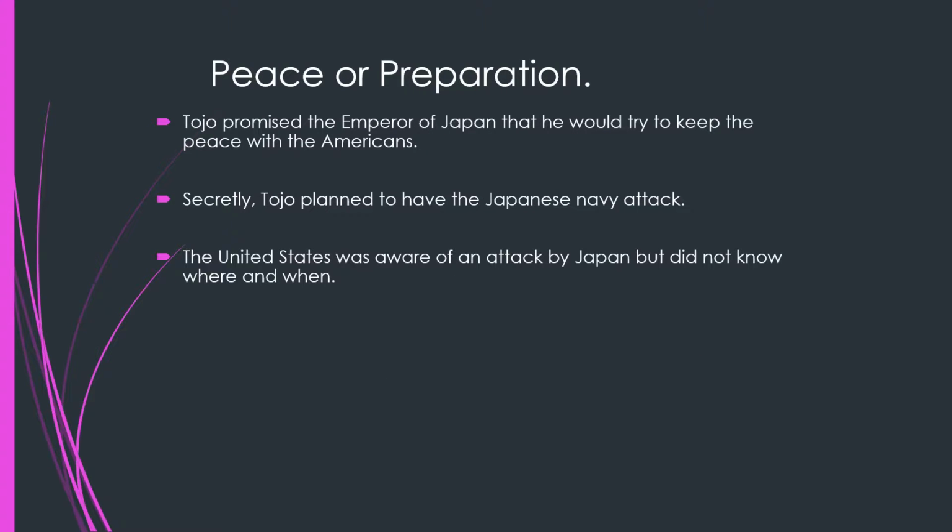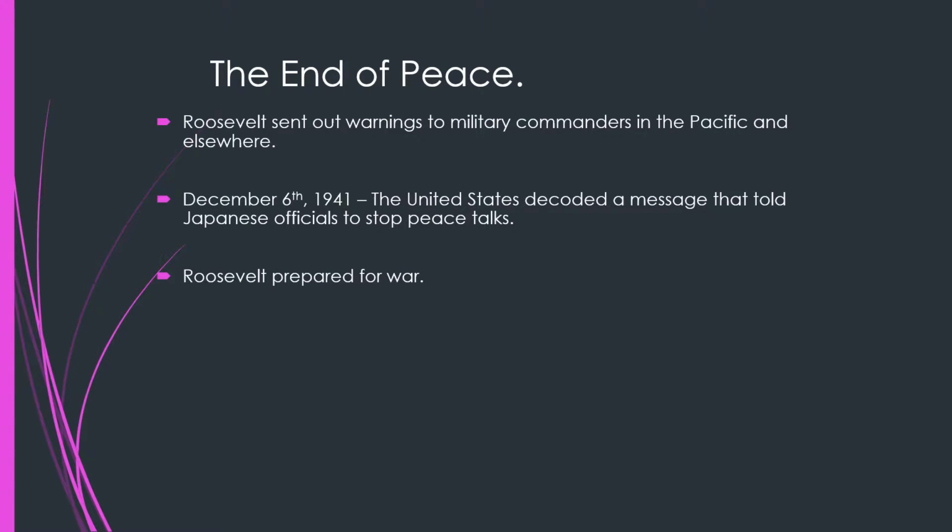So, peace or preparation. Now, Tojo promised the Emperor of Japan that he would try to keep the peace with the Americans, but secretly Tojo was planning to have the Japanese Navy attack. Now, the United States was aware of an attack by Japan, but it did not know where or when it may be coming from. There's going to be the end of peace.